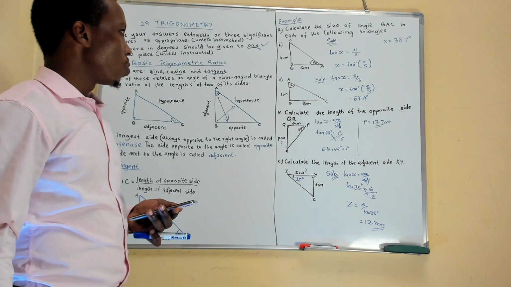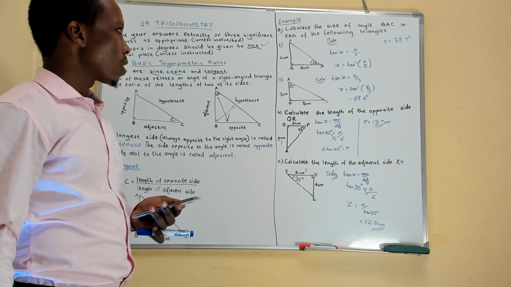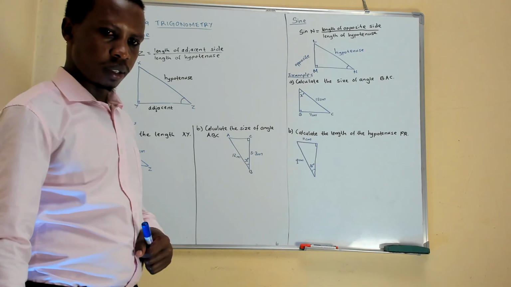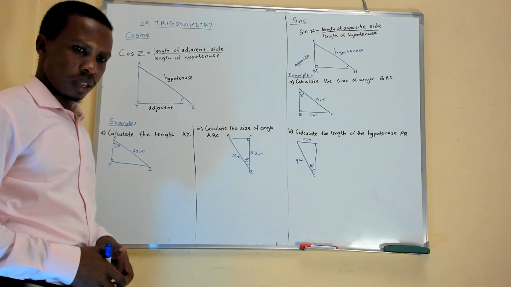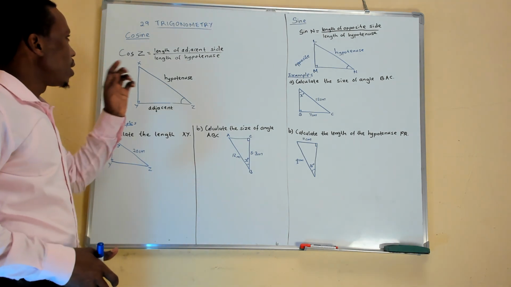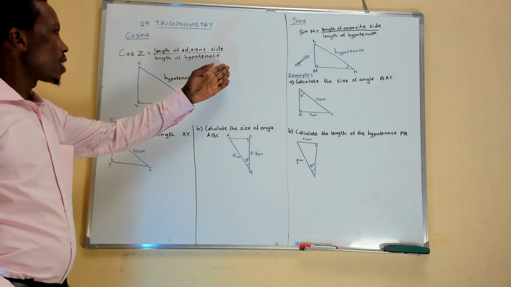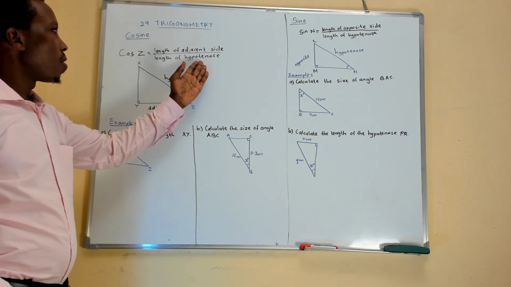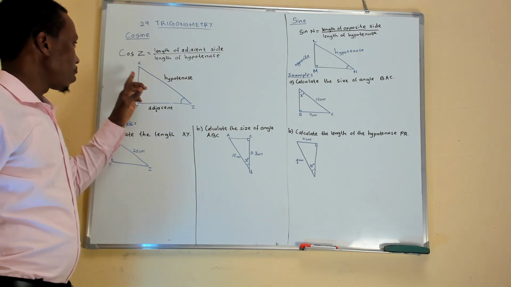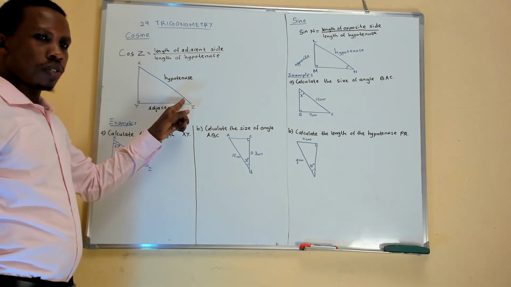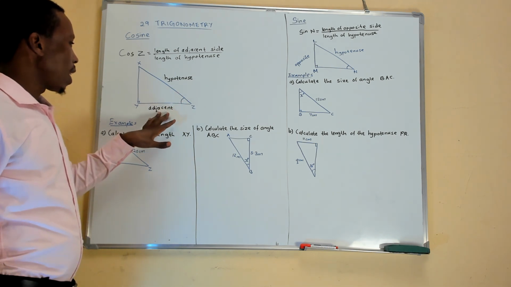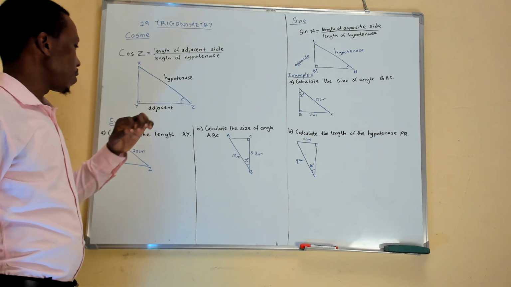Let's go to cosine. So cosine is given as length of adjacent side divided by the length of hypotenuse. For example, if you use this right angle triangle XYZ, if you are using this angle as a reference, then this becomes the adjacent, and then this is the hypotenuse.